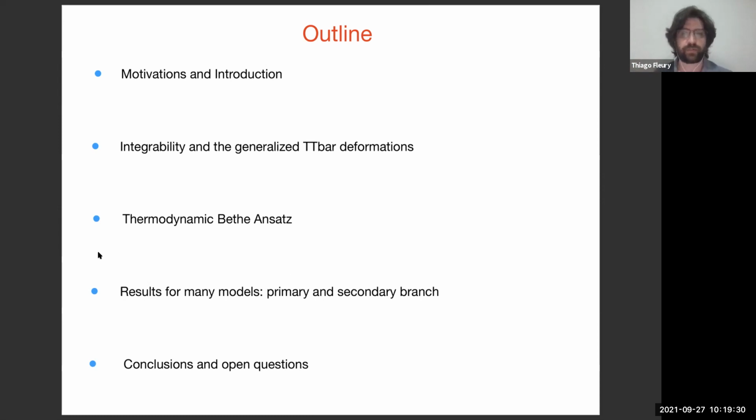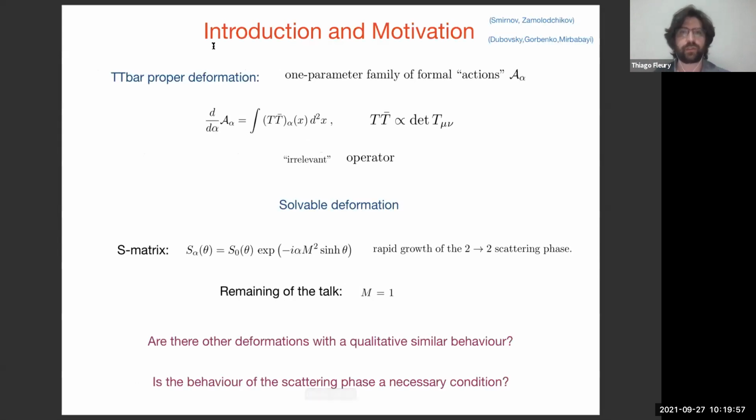And I will present results for many models that show the same qualitative behavior as TTbar. For example, they have two branches that I will call primary and secondary branch. And then I will end with my conclusions. In fact, there are many open questions, many things still to be understood in this context. So okay, let's move on to the introduction and motivation.